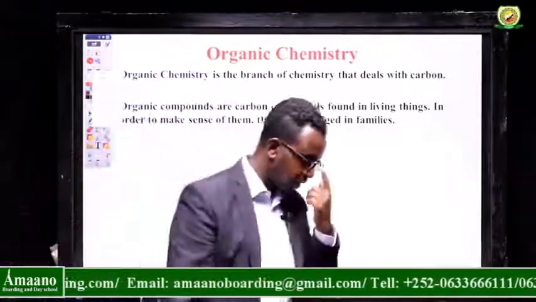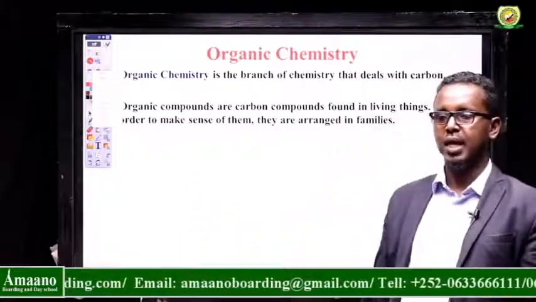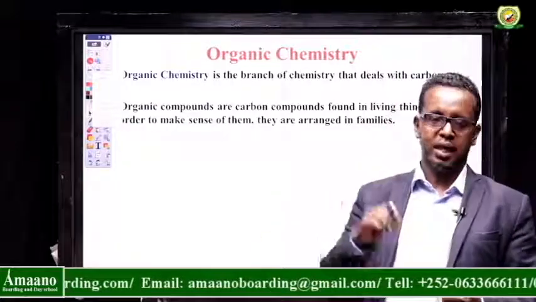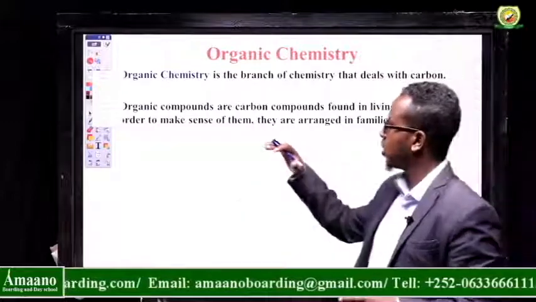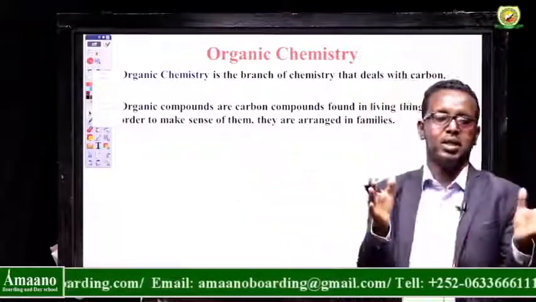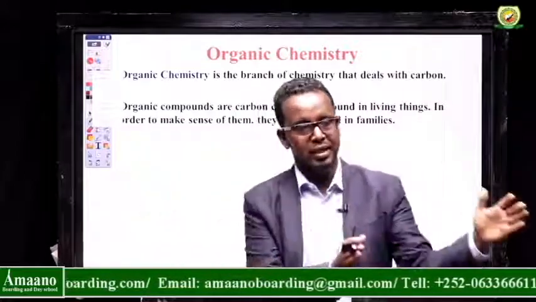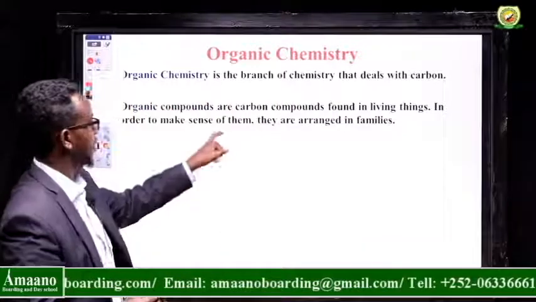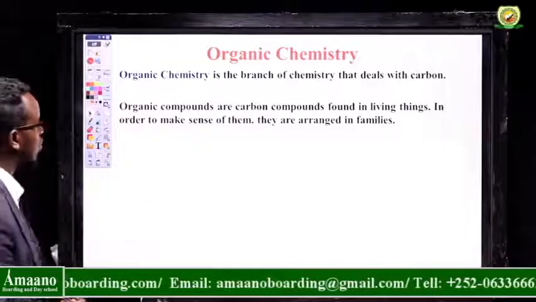We can arrange into families like alkanes, alkenes, alkynes, alkyl, alcohol, carboxylic acid, ester, ether, aldehyde, ketone, amines, whatever. At that time, it makes sense. So we can do one group at a time, the other group another time. That's how we arranged organic chemistry into families.